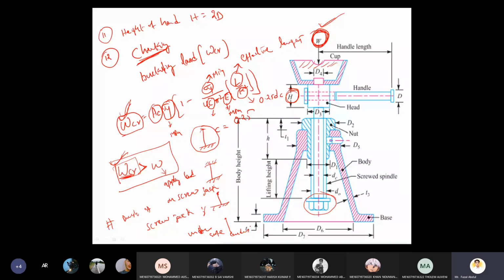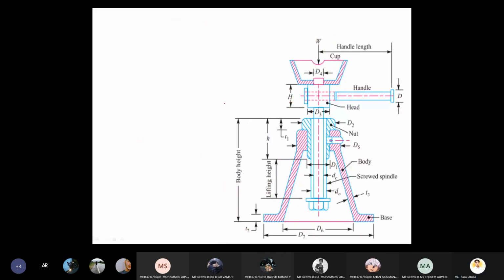If the question is asking for the derivation part, you need to draw this diagram and show one by one how I'm calculating the parameters 1, 2, 3, 4, 5, 6, 7, 8, 9, like that, right? Otherwise you won't get a good score. Now next one is the last point, efficiency we need to find. Efficiency of this screw jack.